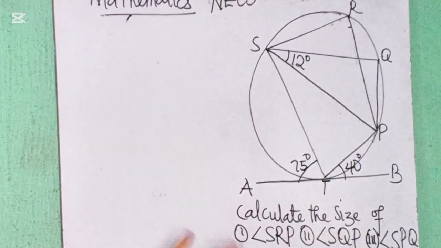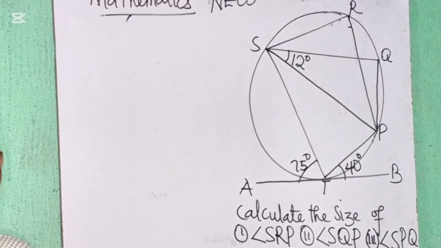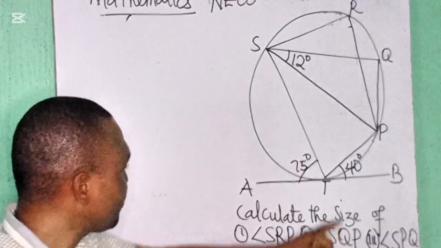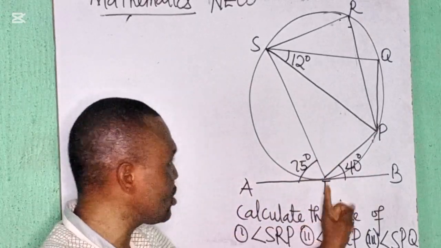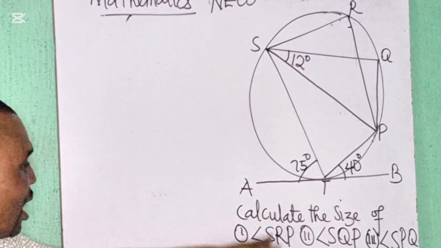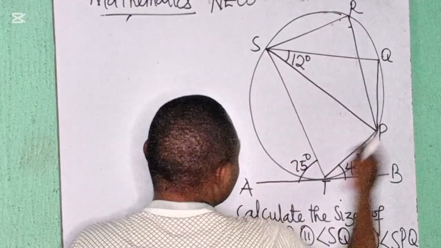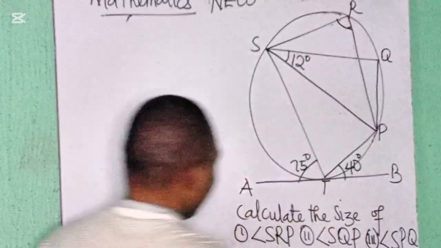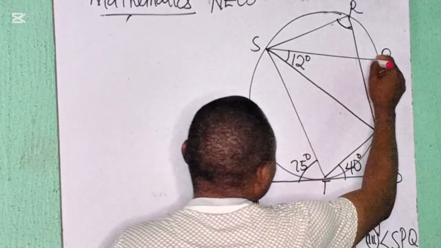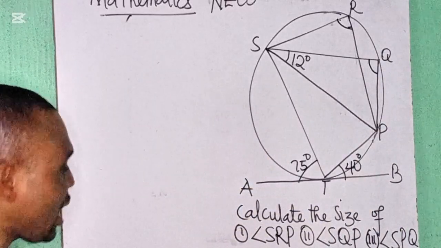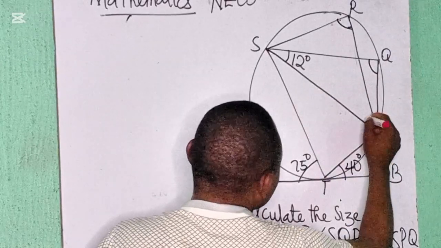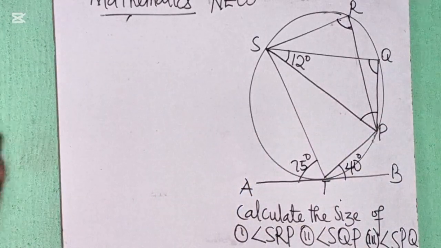We are still considering circle geometry, and there's a NECO question on the board. Now we have a diagram like this. Here is 75 degrees, here is 40 degrees. This is the tangent to the circle. Here is 12 degrees, and we're asked to calculate the size of SRP, so this particular angle. Then SQP, this other angle. And then we are also asked to find SPQ, this other angle. Those are the angles we are asked to find.